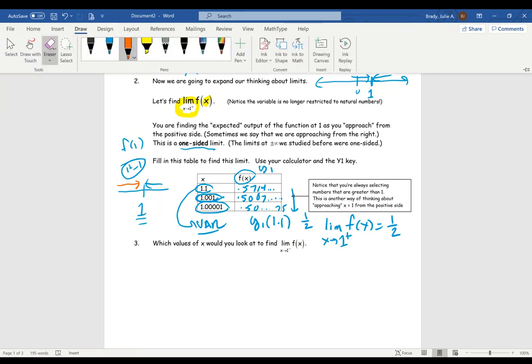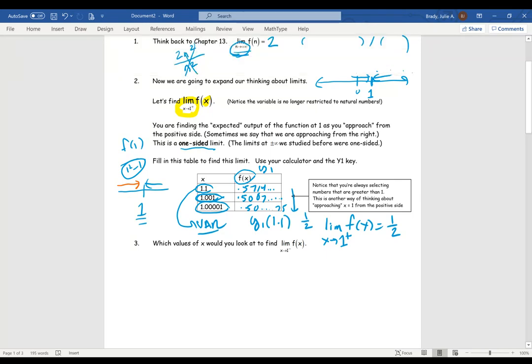You're taking a number that's 1 minus something, but most people think of it as coming from the left. So if you were going to make a table like this again and you want to check this limit, what would you check? Well, you're coming at 1 from the left, so maybe 0.9, maybe 0.99. You don't want to get too many digits because sometimes then your calculator will have a round-off error.